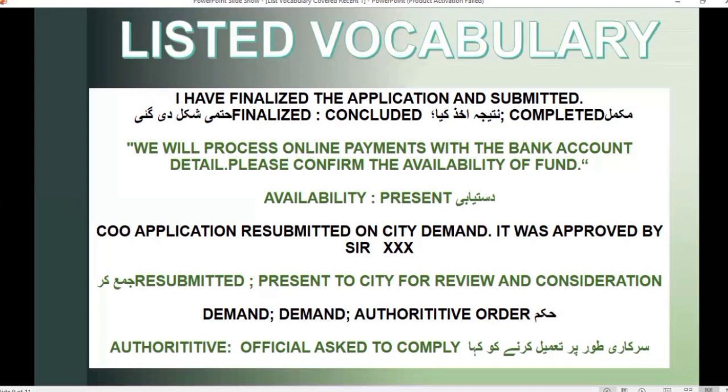CO application resubmitted on city demand. It was approved by Sir XXS. Resubmitted, दोबारा जमा करवाई. Presented to city for review and consideration.